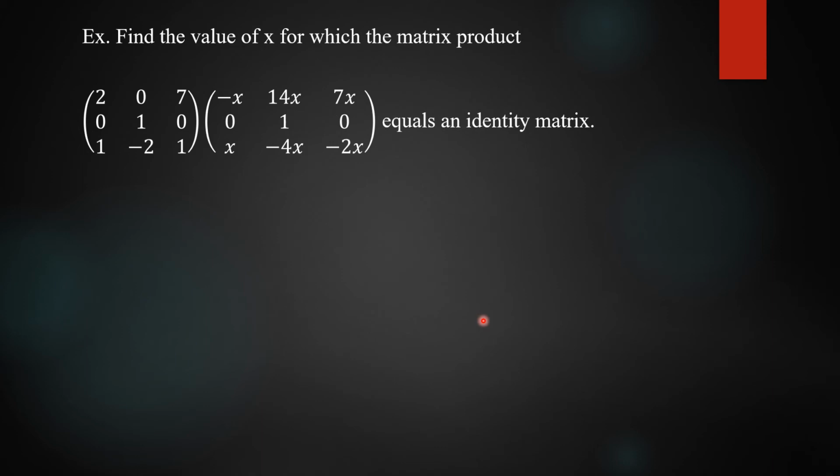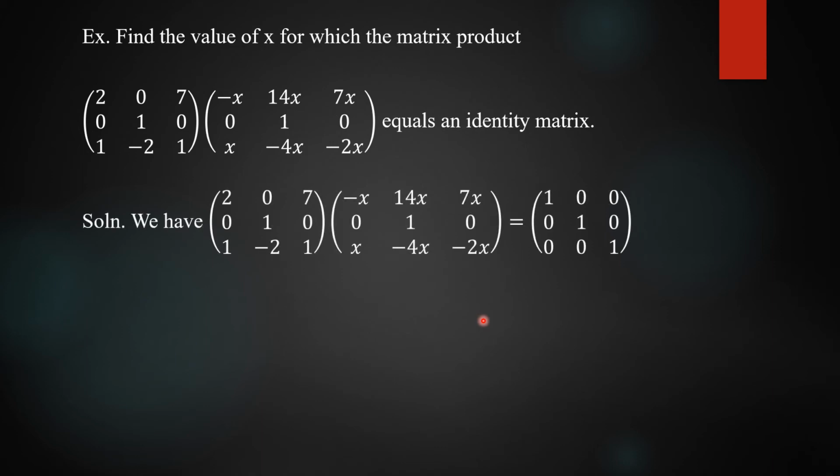Okay, you see the solution. This product is equal to the identity matrix. Why am I taking this identity matrix as 3 by 3? Because after completing the entire product, the new matrix is of order 3 by 3. Since this product is equal to the identity, therefore this is also of the same order, 3 by 3. So now try to complete this product.